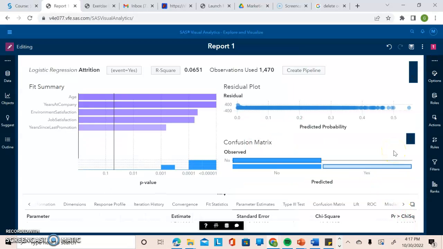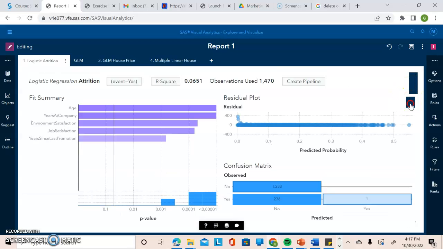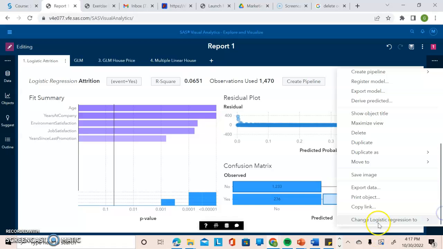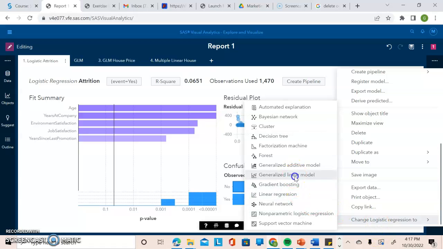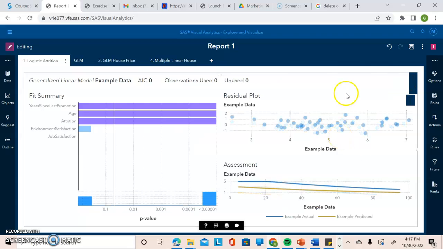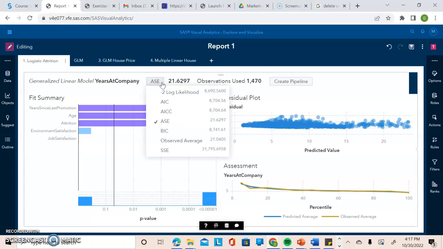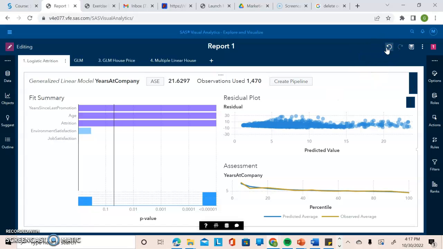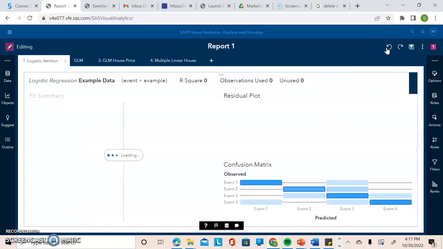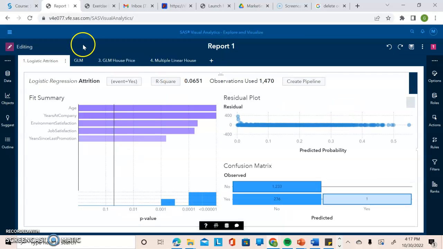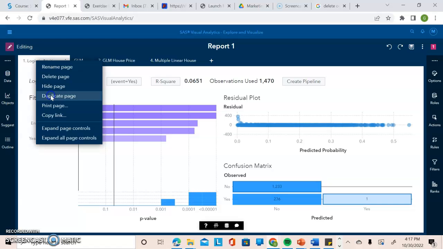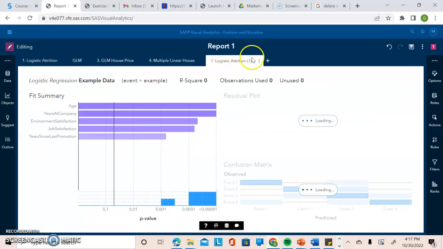So now we're going to see if we would get the same results using a GLM. I'm going to unmaximize this, click on this box, and just change our model over to the GLM model. And this gives us the ASE. Let me go back and duplicate it first just so we can compare.